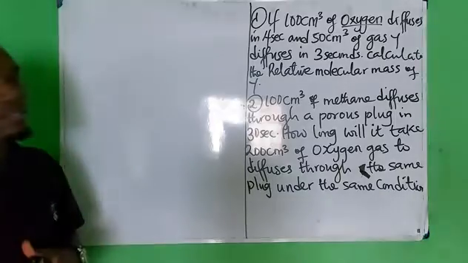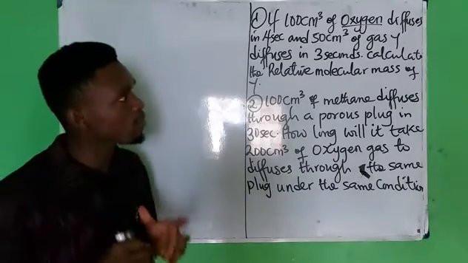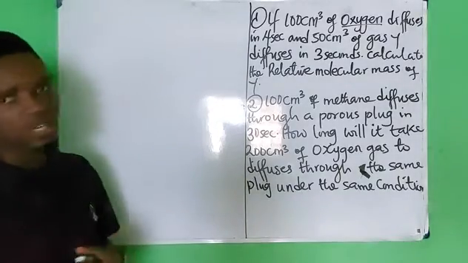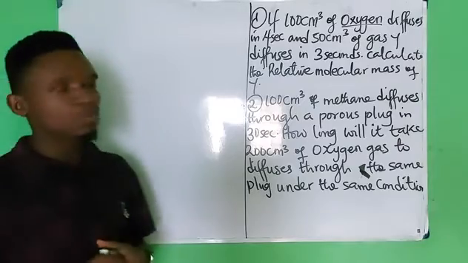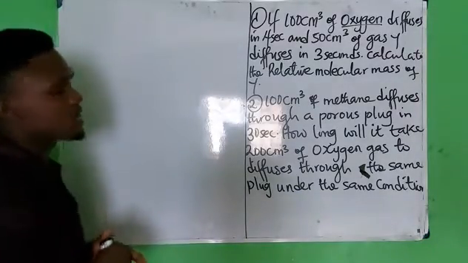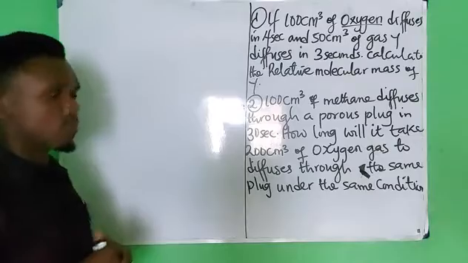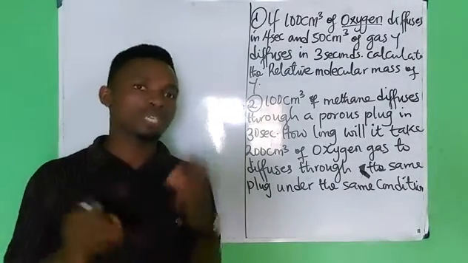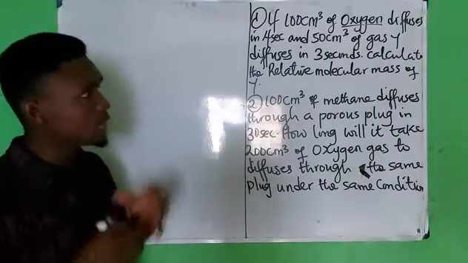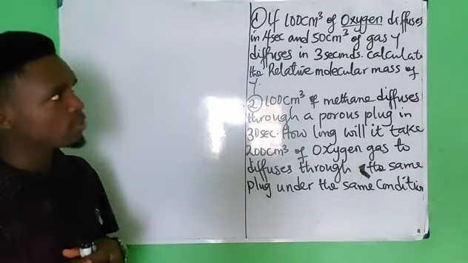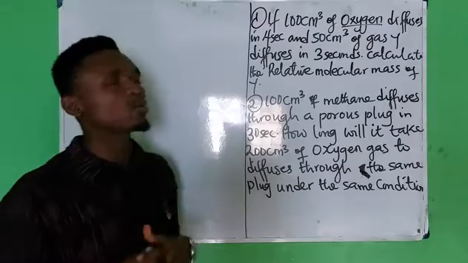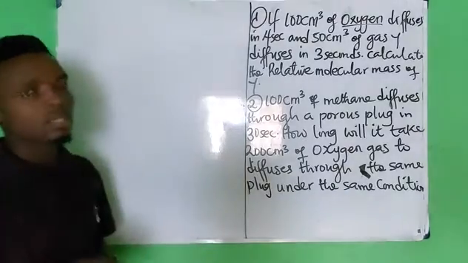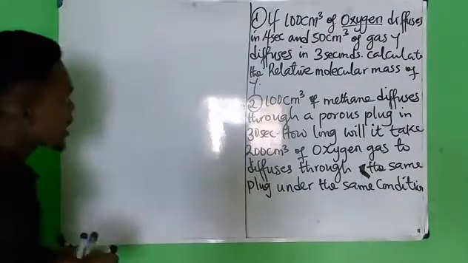The first one says, if 100 cm cube of oxygen diffuses in 4 seconds and 50 cm cube of gas Y diffuses in 3 seconds, calculate the relative molecular mass of gas Y. So looking at the question, what does that tell you? It tells you we have volume and what? Time. Volume and time.